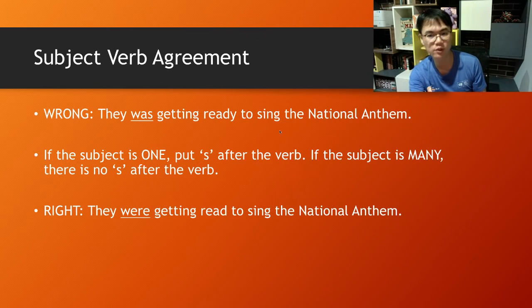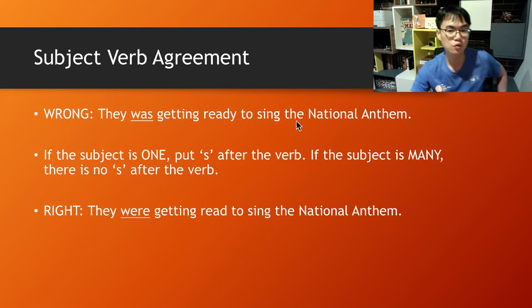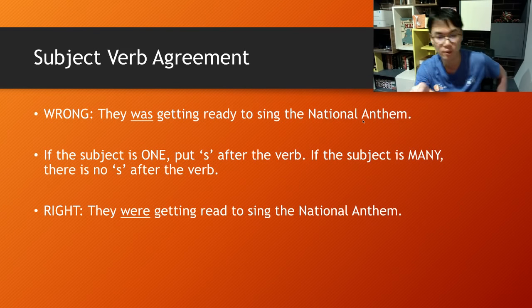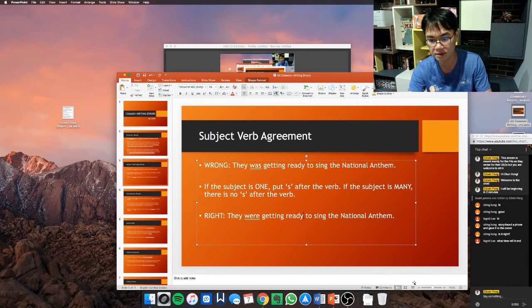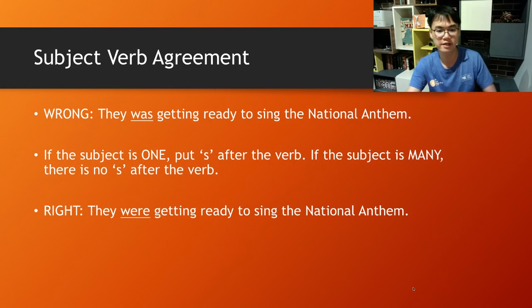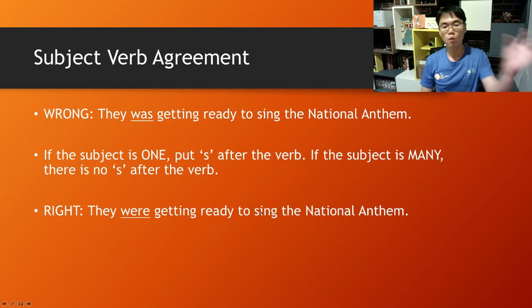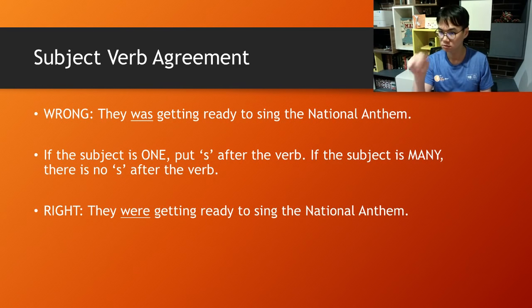Okay, so you all are familiar with this subject-verb agreement rule. Take a look at the first example. They was getting ready to sing the national anthem. Now, this was a sentence I also took from one of your compositions. This is a mistake that many of you make. They, right, is a subject, and the subject is many. So therefore, there should be no s after the verb. So they were getting ready. Oops, sorry, there's a mistake right there. Okay, let me just correct that. They were getting ready, there should be a Y here. They were getting ready to sing the national anthem. Okay, so they was wrong. They were right. One puts s after the verb, many no s after the verb.